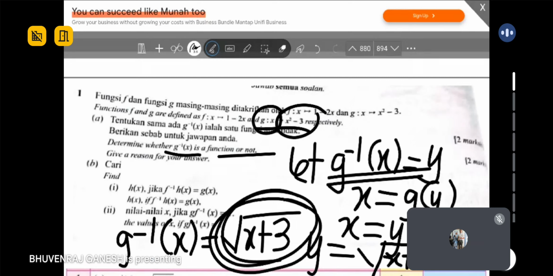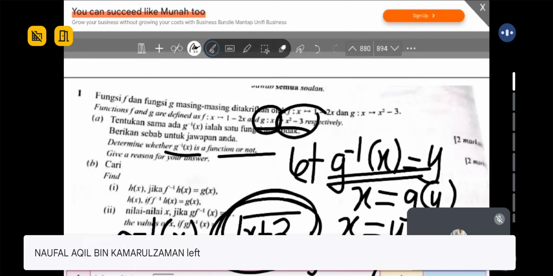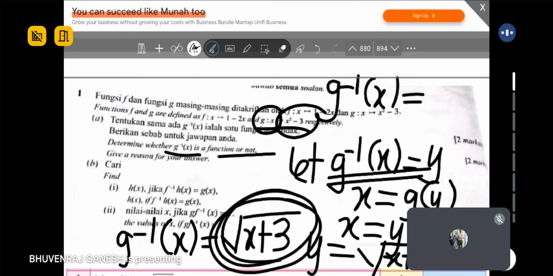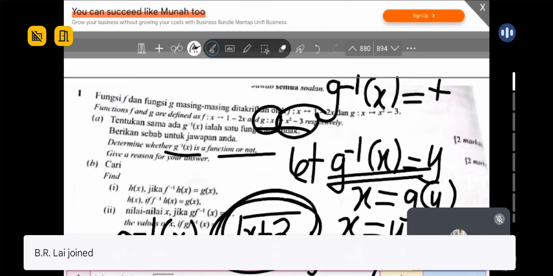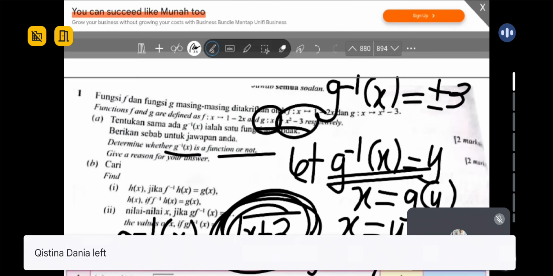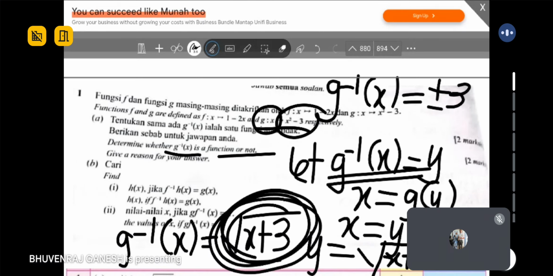So macam mana tahu lebih banyak dari satu image? Kamu ganti saja. x sama dengan 6. Contoh, let's say you substitute x equal to 6. So guys, what will be your answer? May I know? If x equal to 6, g inverse x equal to what, guys? Positive, negative, 3. Am I right? Guna fungsi ni. x equal to 6. Kamu akan dapat punca kuasa 2, 9. You get square root 9. So square root 9 is what, guys? 3 and also negative 3. Correct? 3 dan negatif 3 adalah punca kuasa 2, 9.